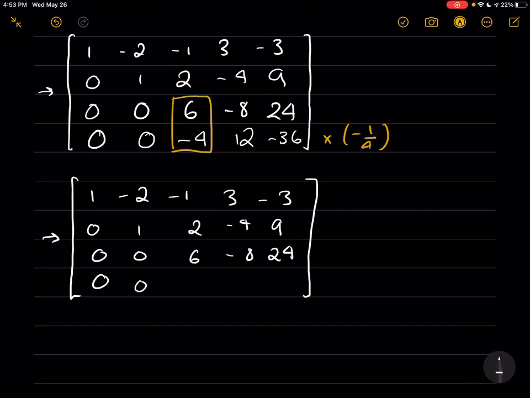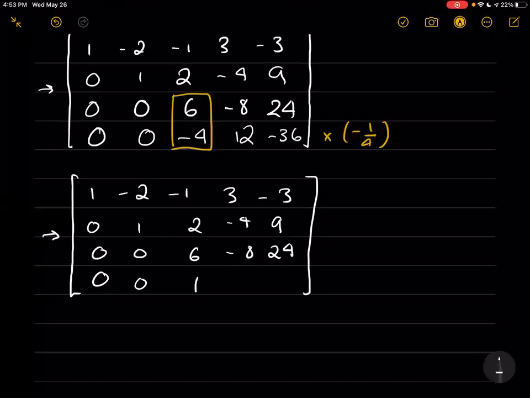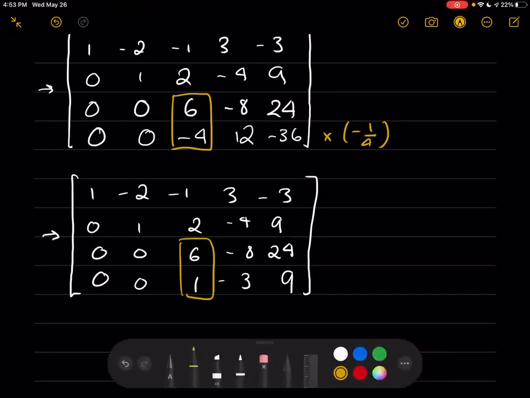Zero, 0, and then we get 1, and then I think we get like a -3, and then in the last entry we get a 9 when you divide that out. Okay, so now we got a 1 here. I want that to be above for it to be row echelon form, so I'm going to go ahead and swap these out.